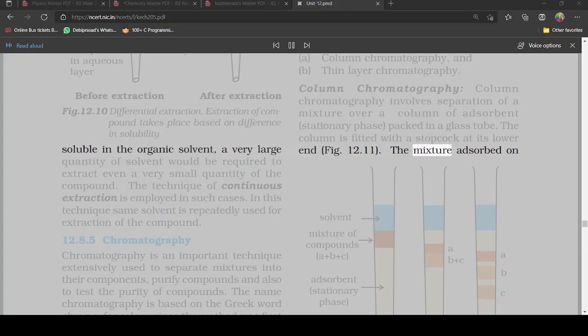If the compound is not soluble in the organic solvent, a very large quantity of solvent would be required to extract even a very small quantity of the compound. The technique of continuous extraction is employed in such cases. In this technique, the same solvent is repeatedly used for extraction of the compound.